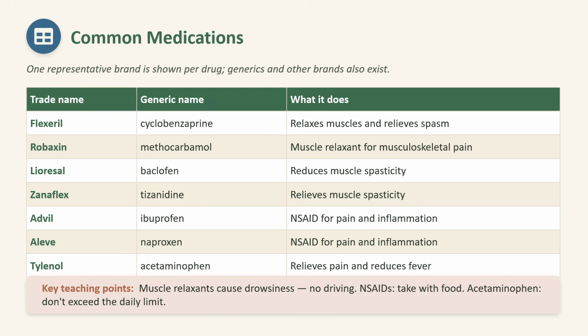One practical note at the top. Each drug appears under one representative brand, but most come as generics and under other brand names. Knowing both names lets you reconcile a medication list accurately.